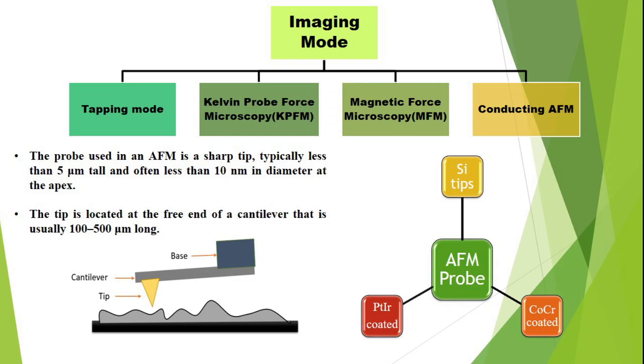So this is an image which shows an AFM cantilever. The length of an AFM cantilever is about 100 to 500 micron, while the tip is about 5 micrometer tall and its diameter is about 100 nanometer. So with the help of this tip we can get a resolution of about 10 to 20 nanometers.